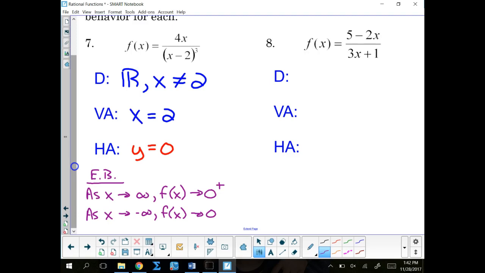Now, let's go to negative infinity. So let's go negative 1,000. Top: negative 4,000. Bottom: a really big negative number, right? Because a negative number cubed is still negative. So I've got negative 4,000 over a negative ginormous number. It's going to go positive again.